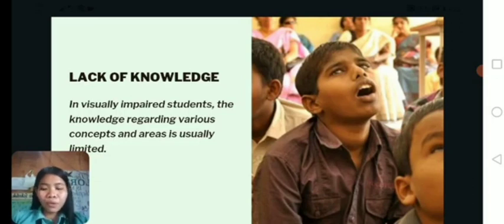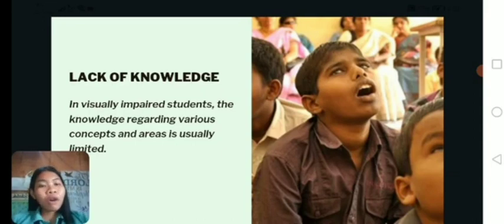So those are the 4 challenges experienced by students who are visually impaired. The first one is language challenge. The second one is lack of resources and poor participation of parents. The third one is reading and writing challenges. And the last one is the lack of knowledge. Those are the 4 challenges being experienced by students who have difficulty in seeing.